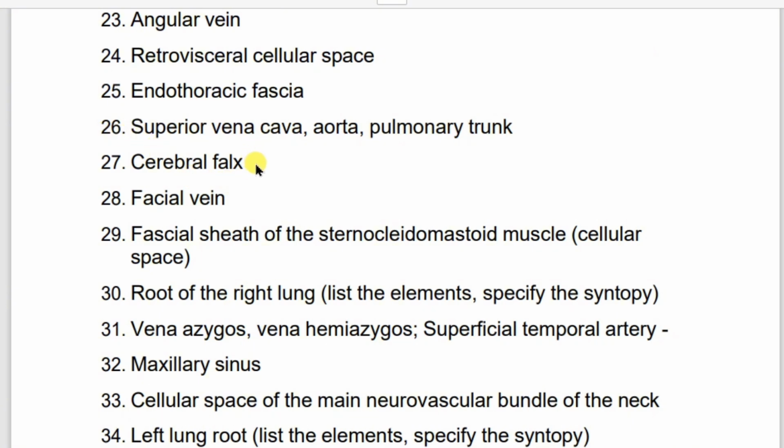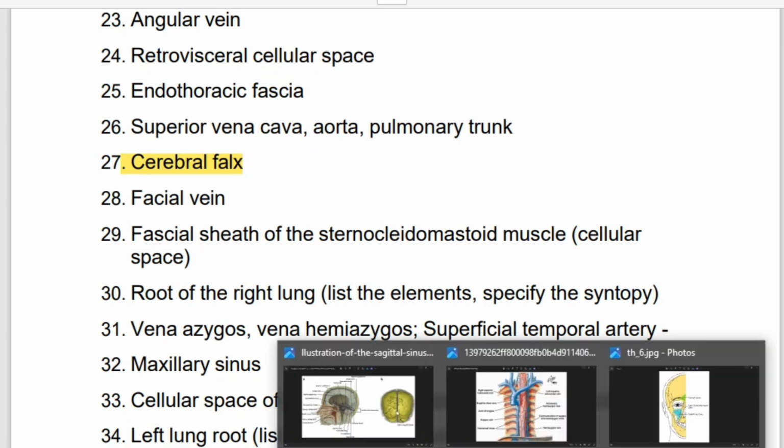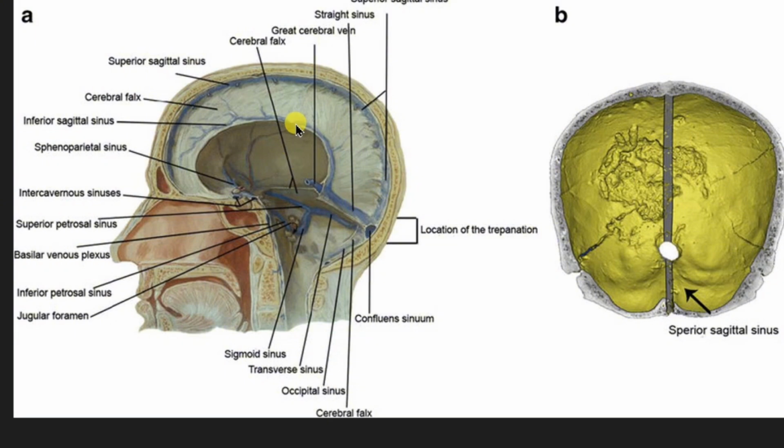Okay, so the next is the 27th structure, which is the cerebral falx, or in Latin, falx cerebri. In which region can we find it? In the head region. So here you can have a look. This is the falx cerebri. What is its function in the cranium? Let's see what it is.